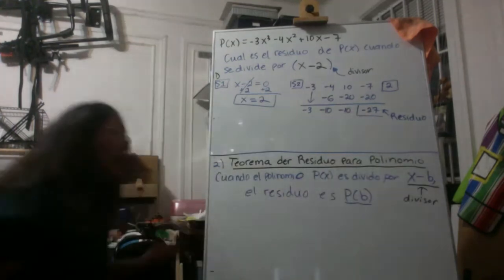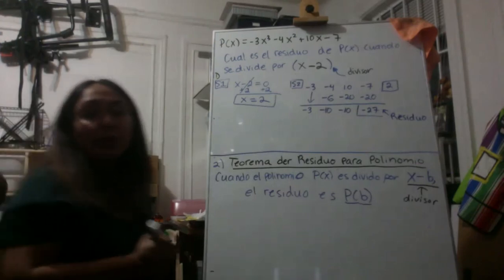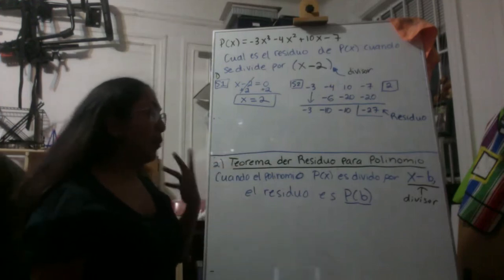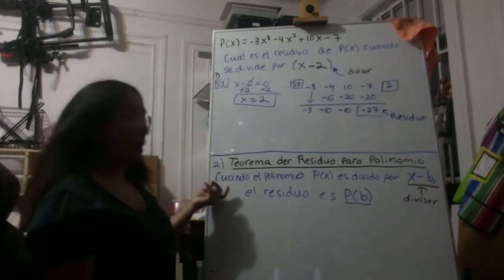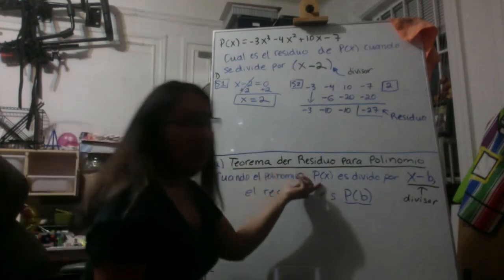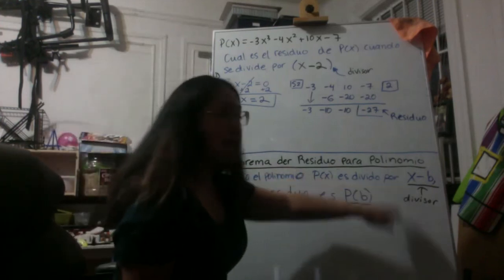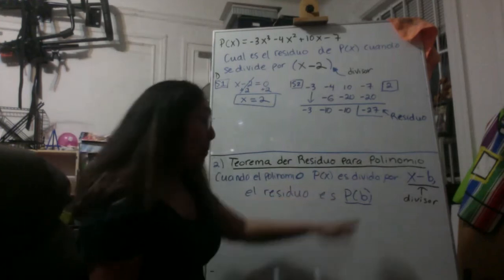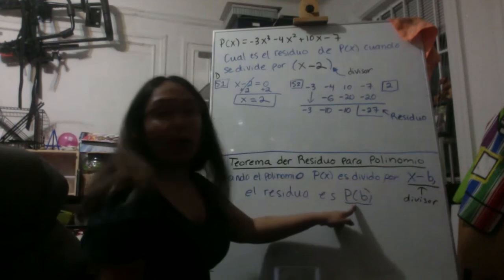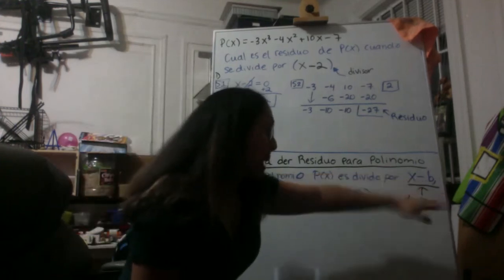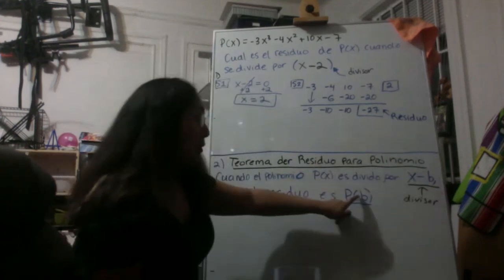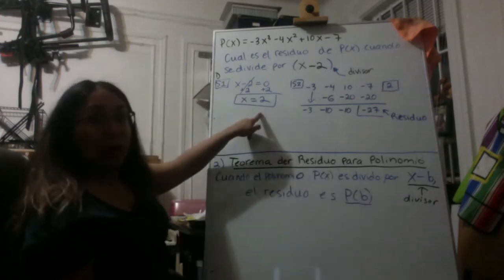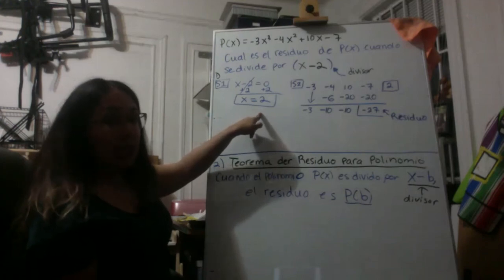La segunda manera que podemos encontrar el residuo es por usar el teorema de residuo para polinomios. Dice lo siguiente: cuando el polinomio p de x es dividido por x menos b, el residuo es igual a p de b. No p de negativo b, pero p de b. Ven que, como estamos restando, vamos a tener el signo opuesto aquí. Igual como lo vieron aquí cuando hicimos división sintética.